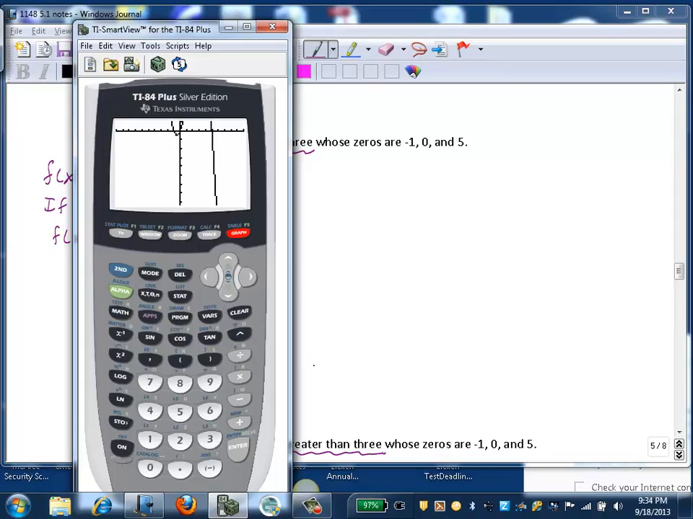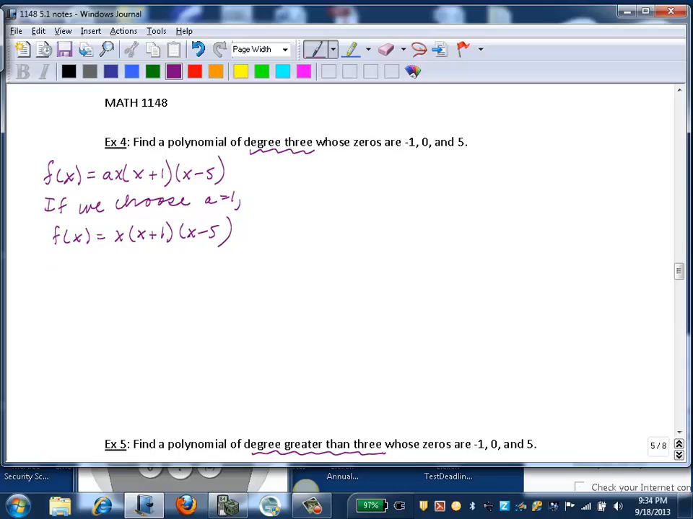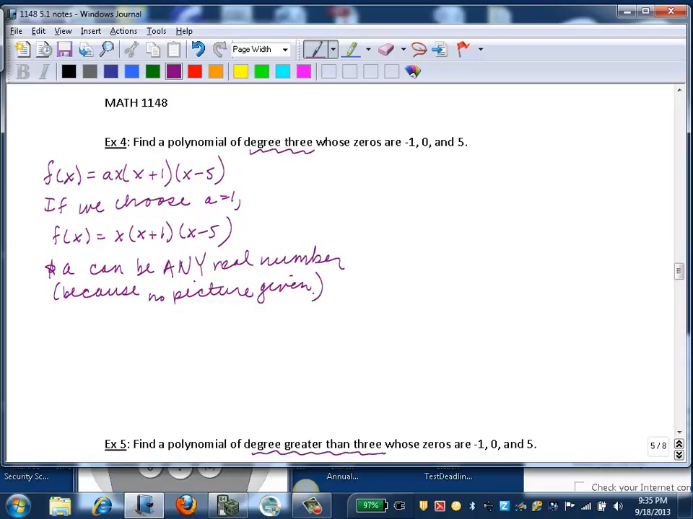So it turns out in this case that the value a can actually be any real number. And this is because there's no picture given to indicate the shape. So as long as we have those three factors, x, x plus 1, and x minus 5, it would be a possible polynomial function. Now note, this is degree 3. If we multiply this out, we have 1 degree from this x, 1 degree from this x, and 1 degree from this x. So this would be a degree 3 polynomial.